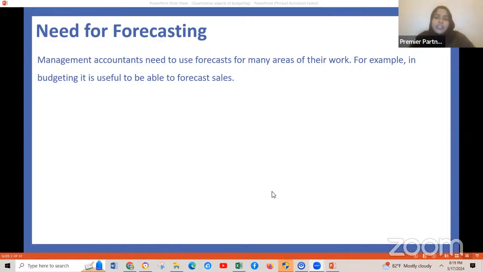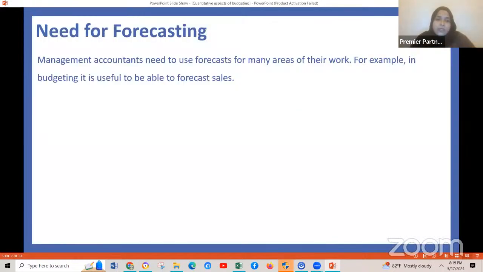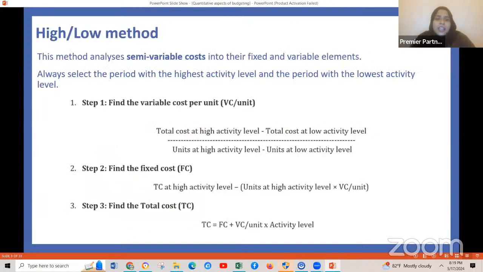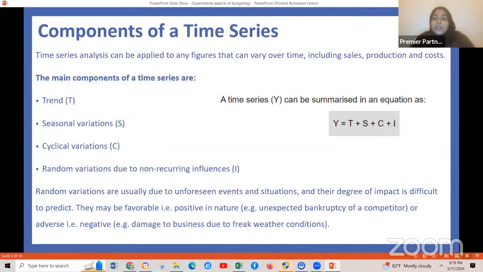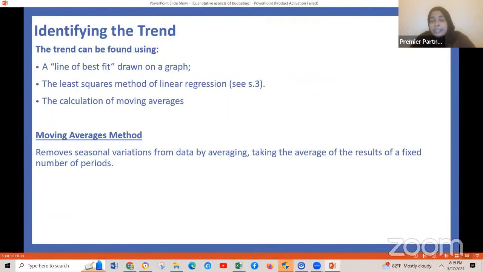Quantitative aspects of budgeting. When you are to prepare budgets, you all know, right? We need to do forecasting. We need to plan for the future. So when you're doing forecasting, you generally use growth measures to increase sales. You can use the high-low method. You can use time series analysis, where you identify a trend and then you make seasonal variations. You can make cyclic variations.